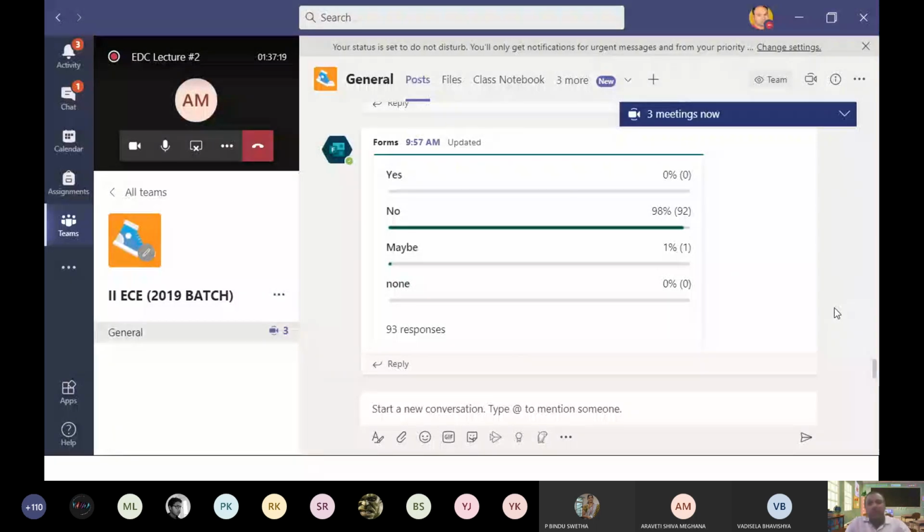Please go through all that we have learned today, how the electron is flowing, how the current is flowing from one point to another point. We'll meet in the next class.